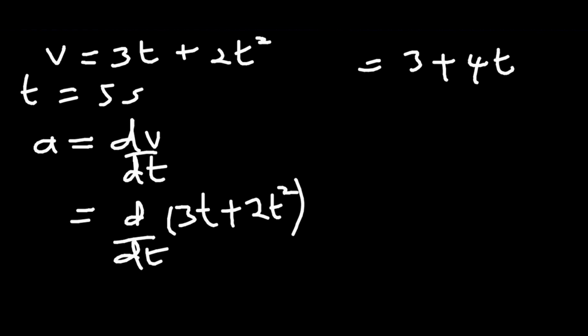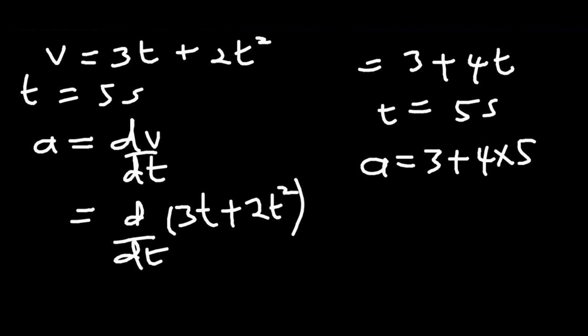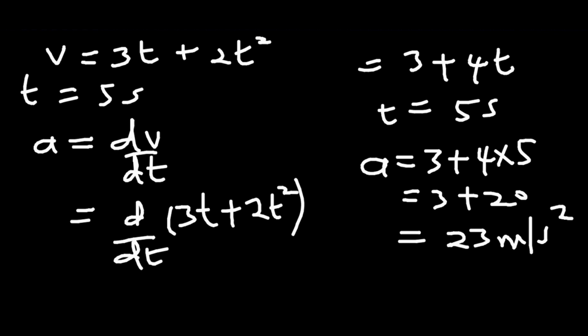Now, since t was given from the question as 5 seconds, if we substitute in the derivative of v, we shall have that instantaneous acceleration a equals 3 plus 4 times 5, which of course will be 3 plus 20. And of course that means our instantaneous acceleration will be 23 meters per second squared.